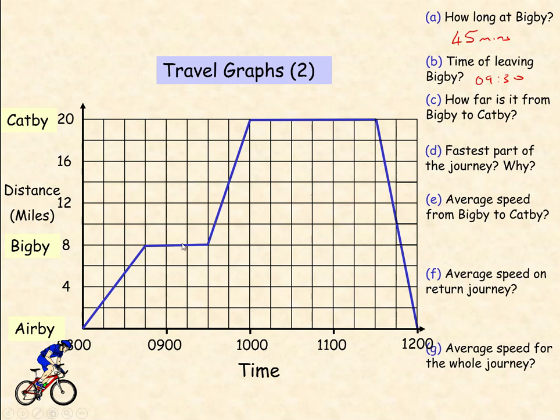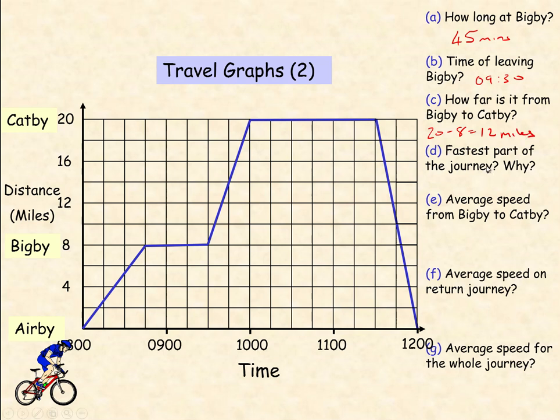How far is it from Big B to Cat B? So there's Big B, and to get to Cat B, you've travelled 8 miles and you travelled 20 miles. So 20 take away 8 gives us the distance from Big B to Cat B, and that would be 12. So we have 20 minus 8 equals 12 miles. Miles this time.